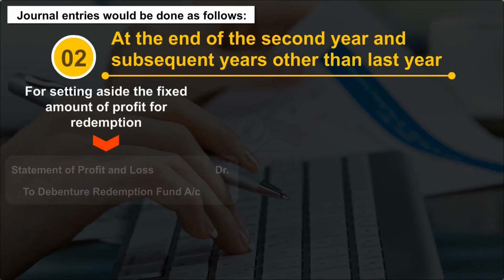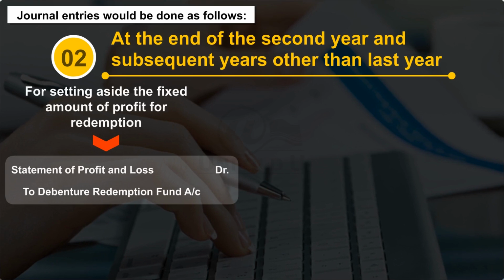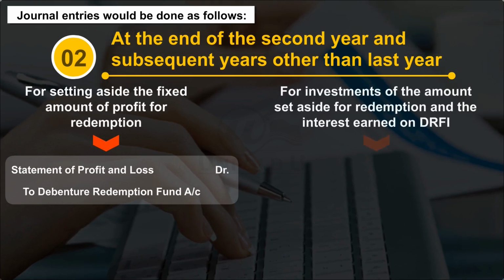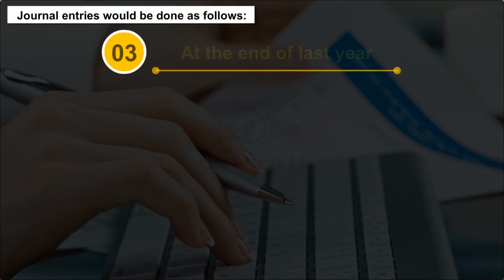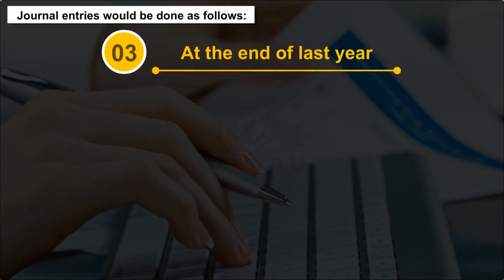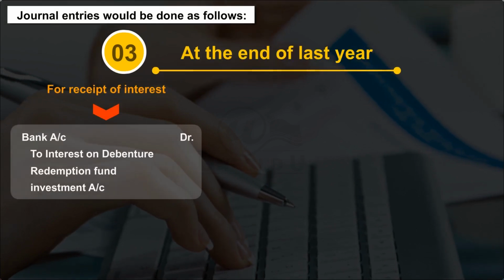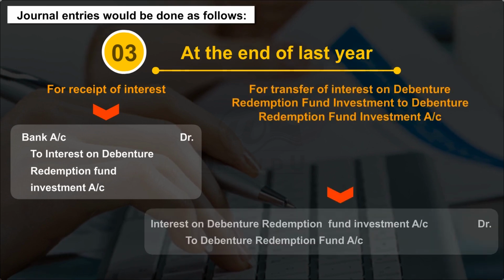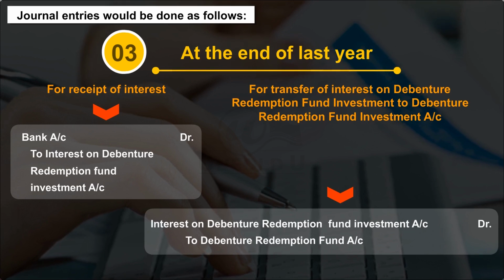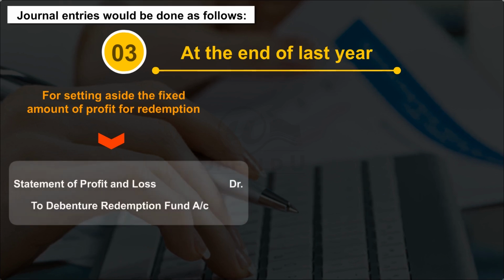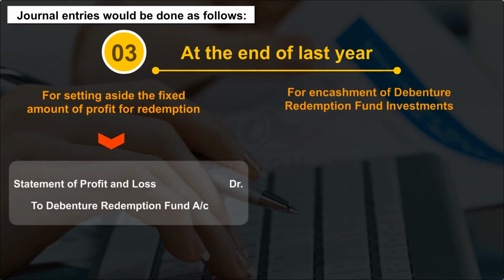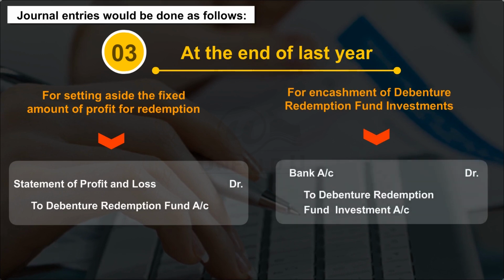C. For setting aside the fixed amount of profit for redemption. D. For investments of the amount set aside for redemption and the interest earned on DRFI. 3. At the end of last year. A. For receipt of interest. B. For transfer of interest on debenture redemption fund investment to debenture redemption fund investment account. C. For setting aside the fixed amount of profit for redemption. D. For encashment of debenture redemption fund investments.